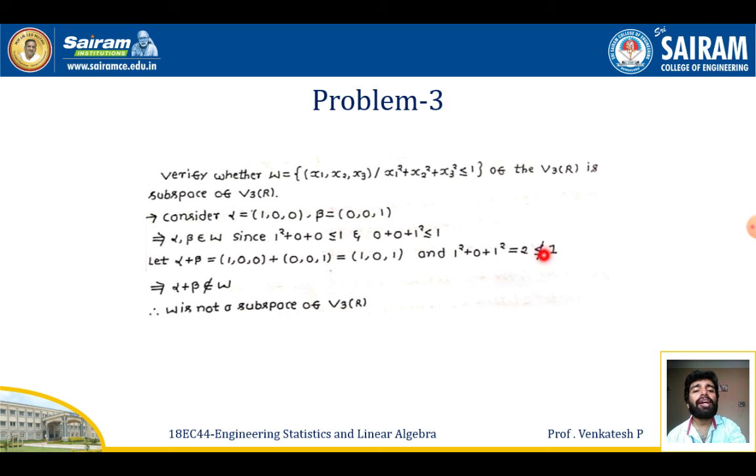Since the condition fails here, alpha + beta cannot belong to the subset W. Hence we can say that W is not a subspace of V3(R) according to the given condition of the problem. Thank you.